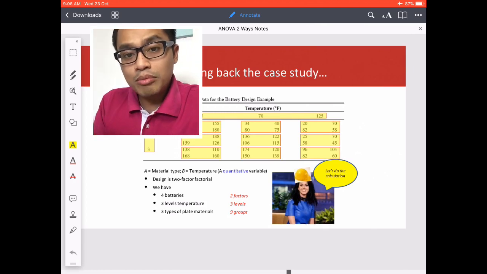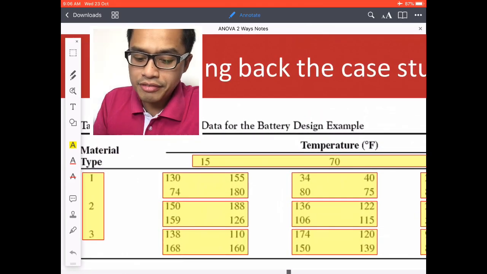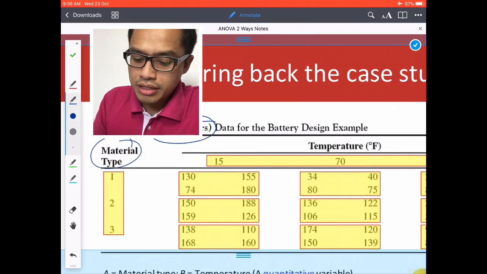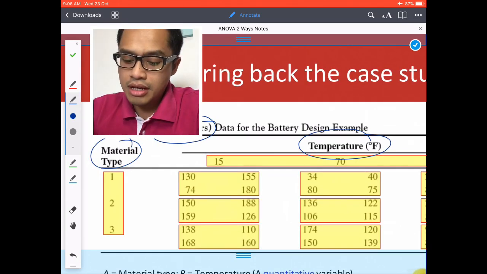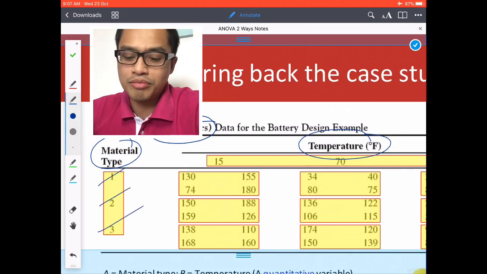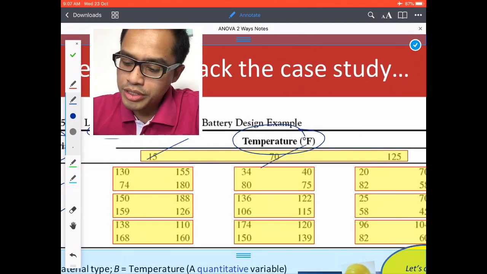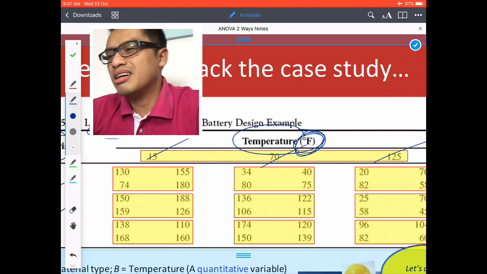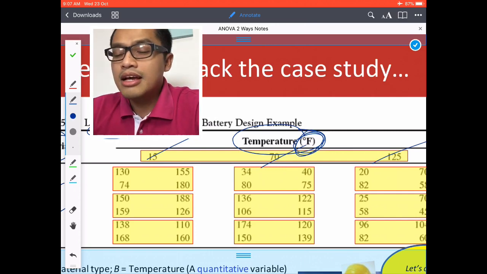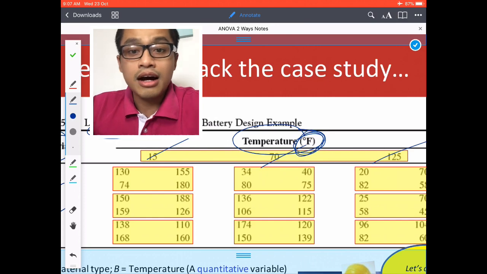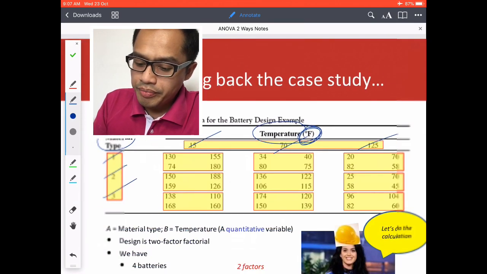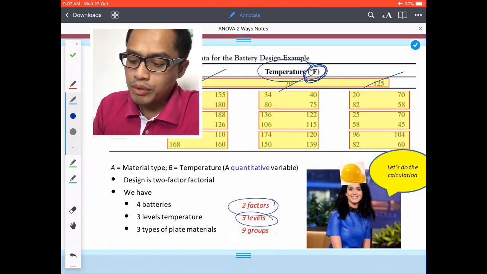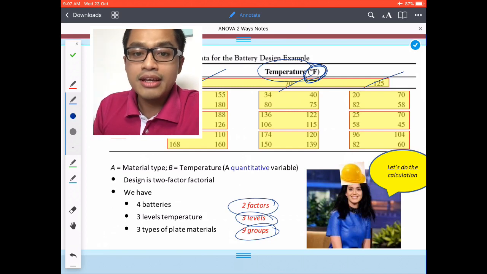This is the tabulated data of life in hours when you combine temperature and material type of the batteries. As you can see, we have 3 types of batteries and 3 different temperatures, right? I use Fahrenheit here because it doesn't matter what kind of unit we are looking at. What is important in statistical analysis are the data and the results. So you can see that we have 2 factors, and for each of these 2 factors we have 3 levels. We have 9 groups. 3 times 3 is 9.